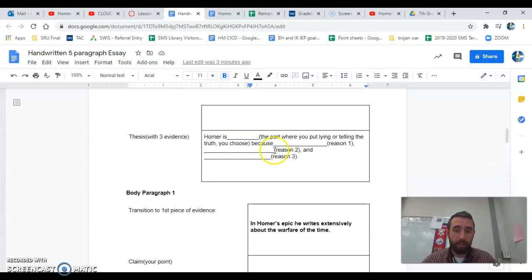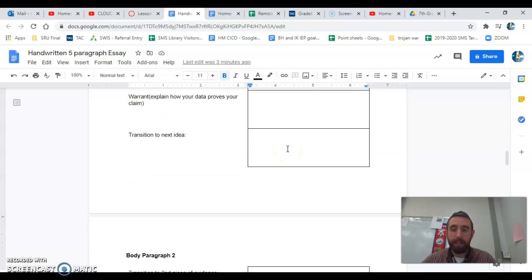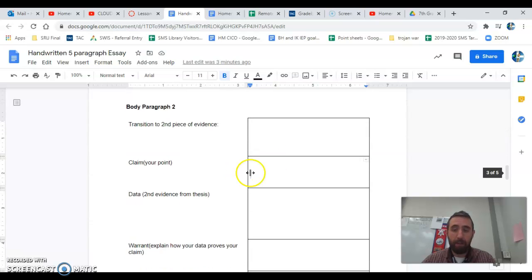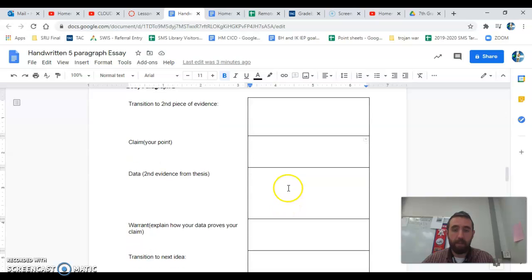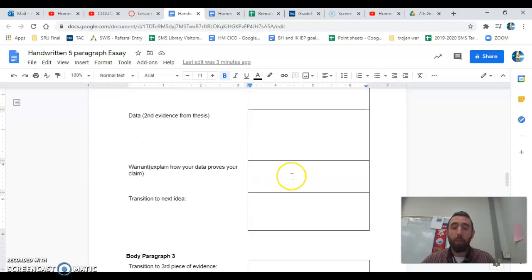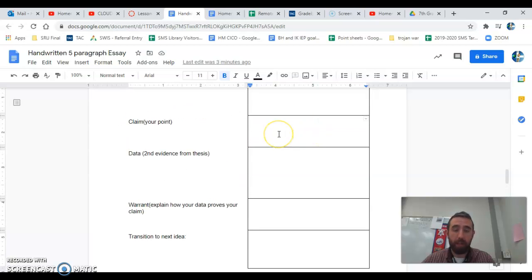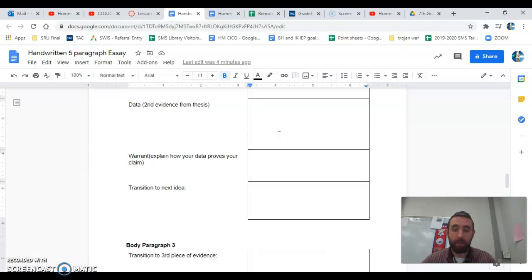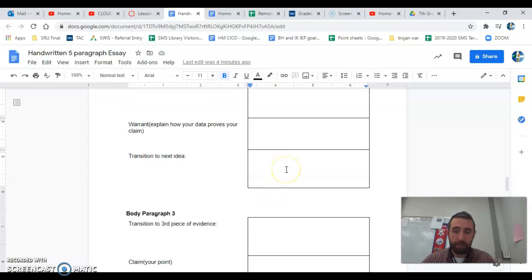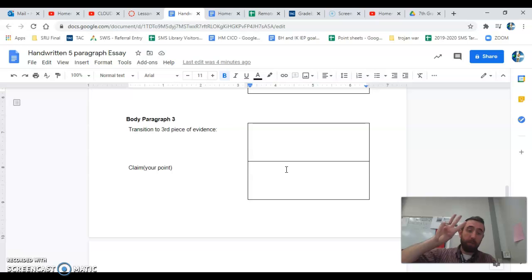So go back up to the thesis, pick your reason number 2, and explain it a little bit more, okay? And your data right here. And then your warrant, you're explaining it. How does this data, how does this fact prove that Homer's lying or telling the truth? And then transition to your next paragraph. So you're going to do that. You're going to have 3 body paragraphs, 3 pieces of evidence in your thesis. So the 3 reasons from your thesis turn into your 3 body paragraphs.